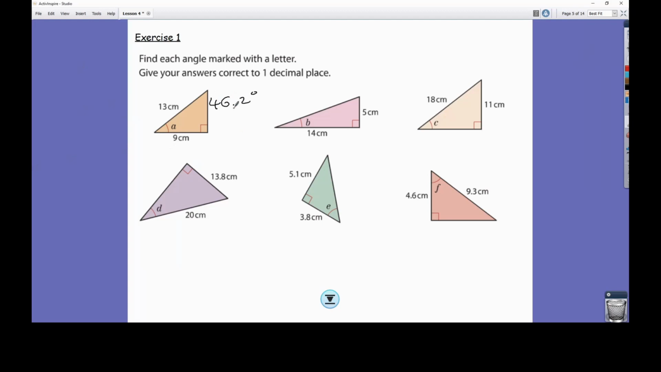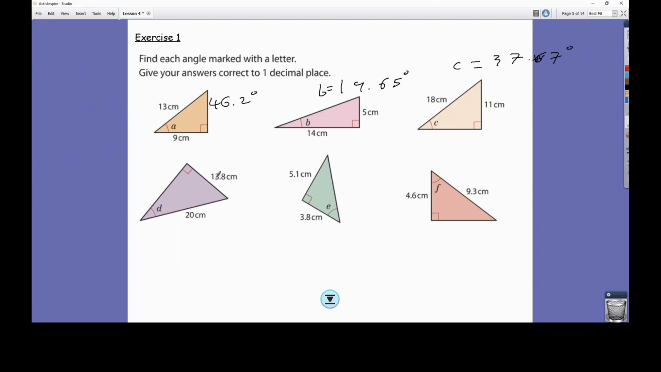Making sure that you're showing your workings, by the way. Second one, 19. So that one you should get 19 point. So again, this is B equals 19.65 degrees. For C, you should have C is equal to opposite over hypotenuse, sine C is 11 over 18, shift sine 11 over 18.